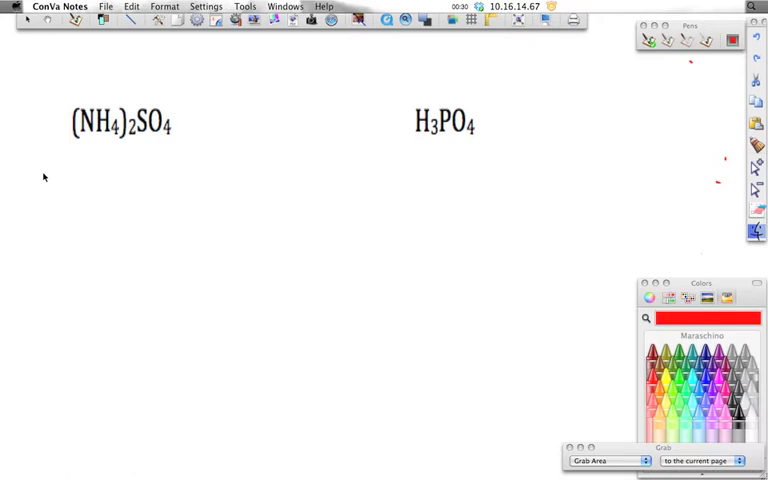Okay, so to work this out, we have nitrogen, hydrogen, sulfur, and oxygen in our formula. Now, one thing we have to pay attention to: remember, if there's a number on the outside of the parentheses, we have to distribute within the parentheses before we calculate how many atoms of each element we have. So that 2 distributes to nitrogen, so we have 2 nitrogens, and 2 times 4 means we have 8 hydrogens, and then we have 1 sulfur, and then our 4 oxygens.